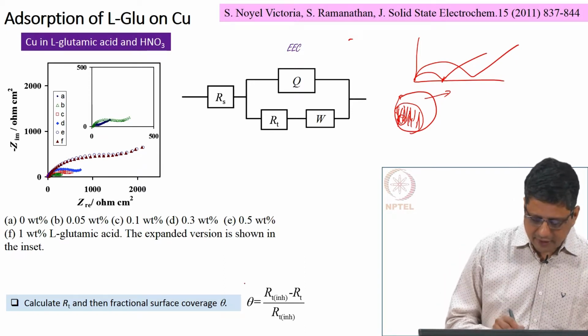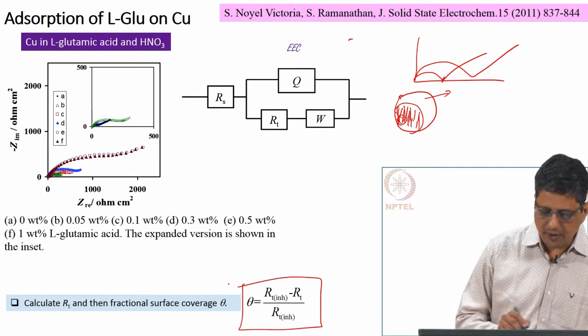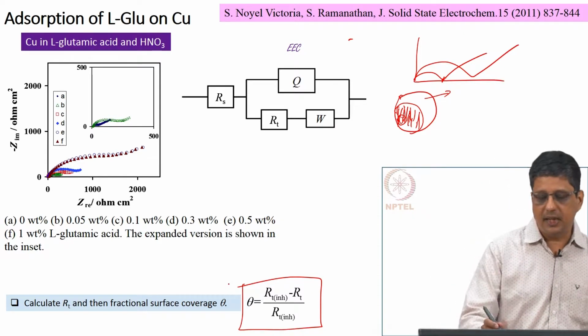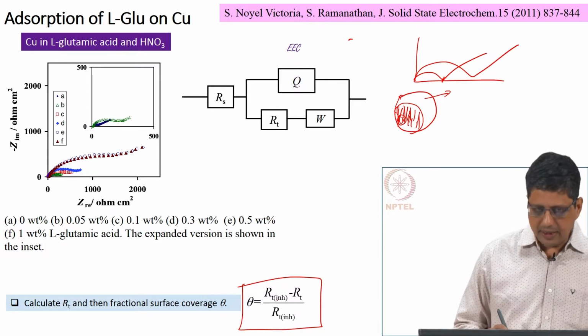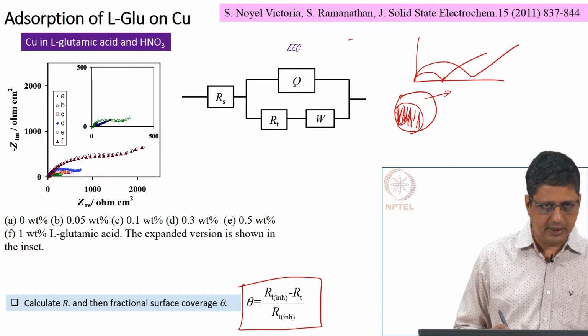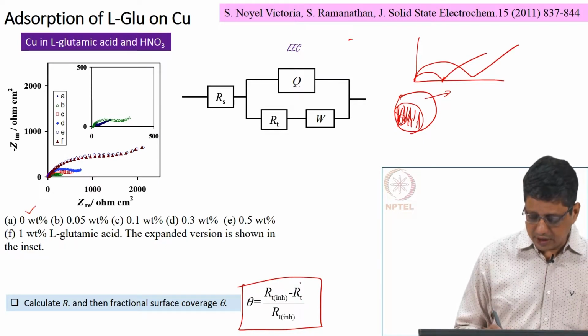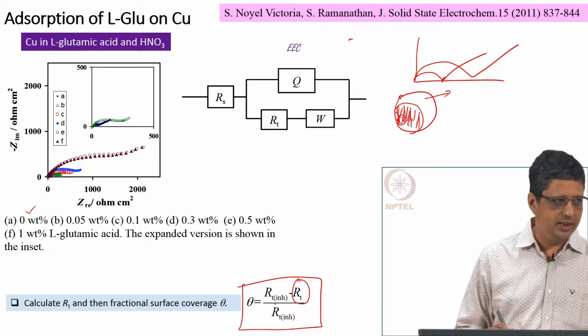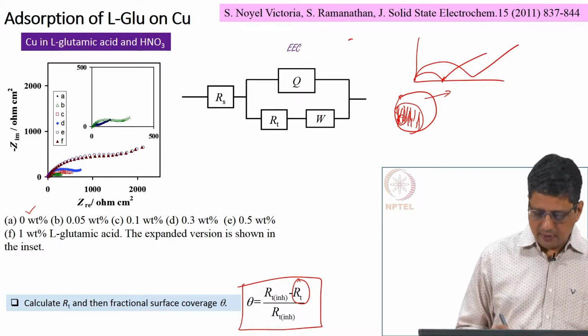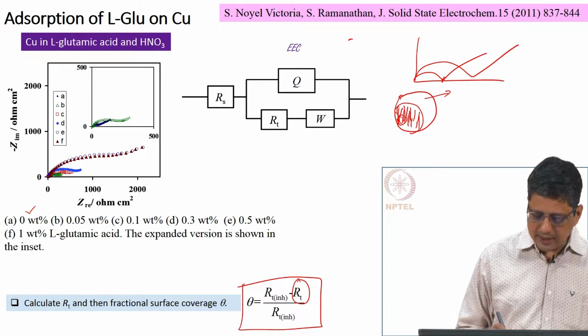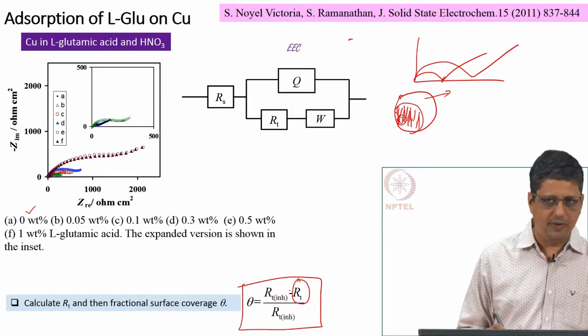So, the way we define surface coverage here, or the way we extract it, is this: with the inhibitor we get a charge transfer resistance, and without the inhibitor, that is at 0 weight percent, we get a charge transfer resistance. We can estimate the surface coverage using this formula. When RT with inhibitor is the same as RT without, you will get 0 coverage.